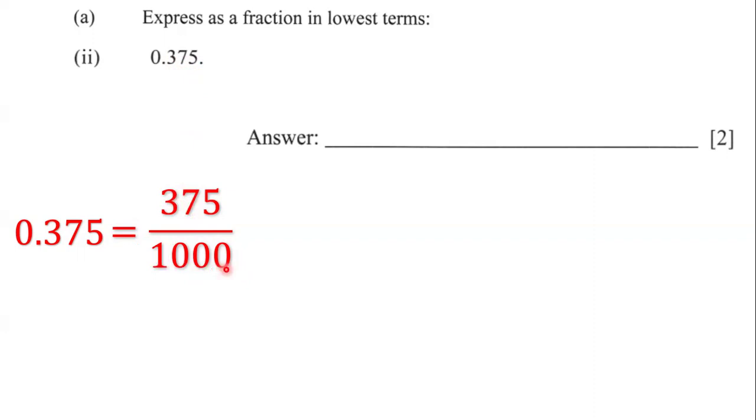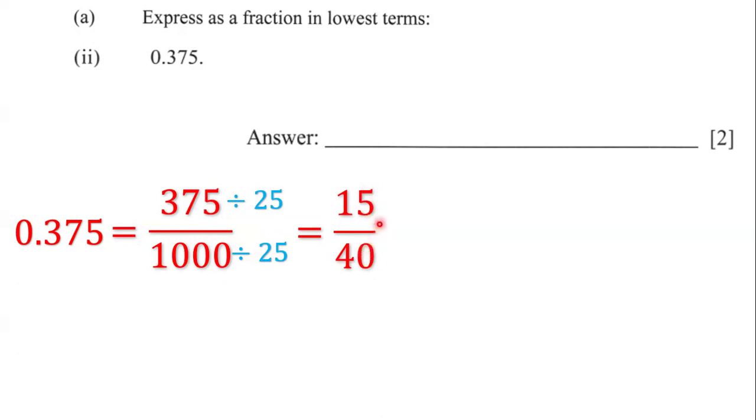But this fraction is not in simplest form yet. What number can go into 375 and 1,000 without leaving a remainder? Let's use 25. So we say 375 divided by 25, and that gives us 15. And we say 1,000 divided by 25, that gives us 40. And so we have 15 over 40, but this is not in lowest terms as yet.